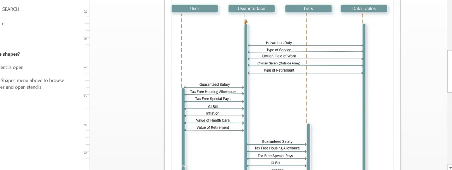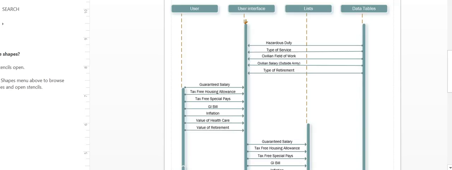The final diagram is the sequence diagram. Within it, it contains the elements of the block definition diagram: user interface, lists, and data tables. Under the lists and data tables, we have hazardous duty, type of service, civilian field of work, civilian salary outside the Army, and type of requirement.